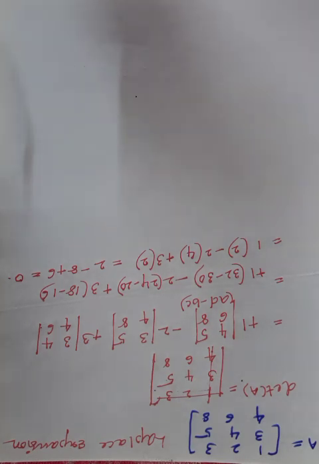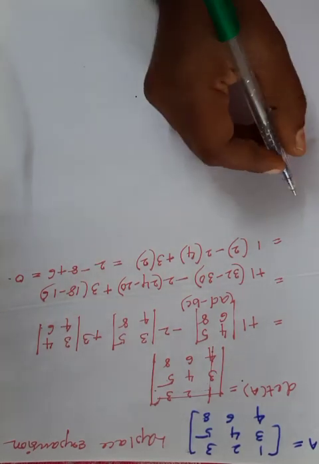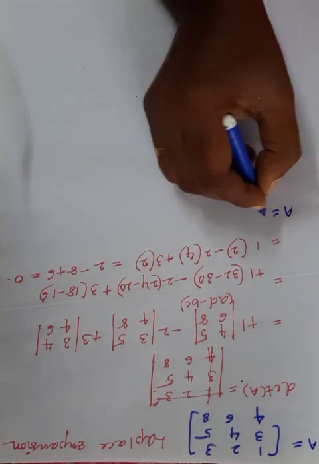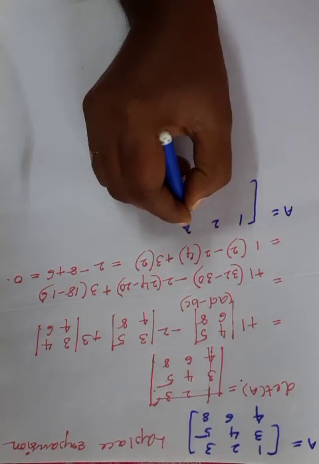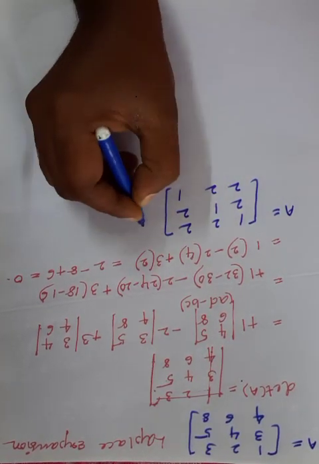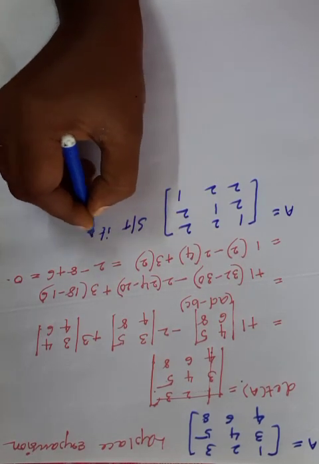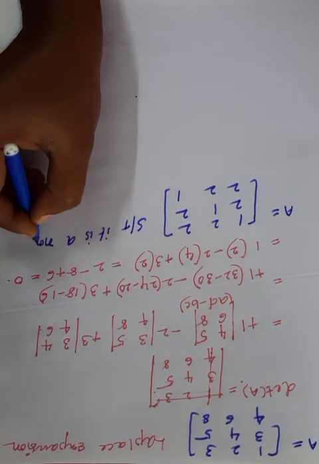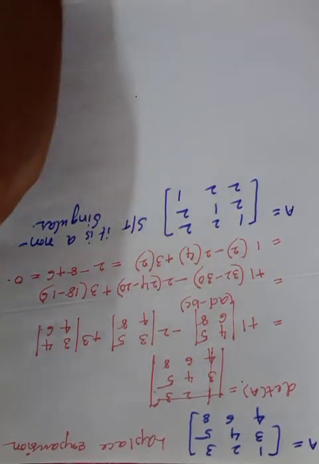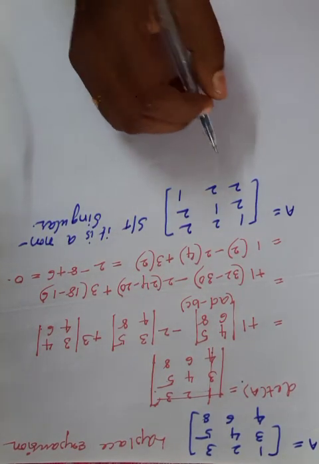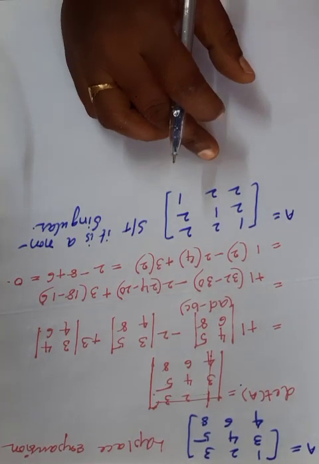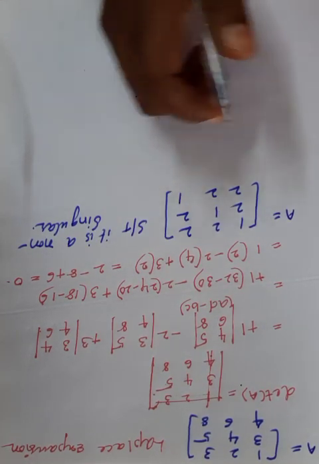Let us discuss one more question on non-singular for a 3 by 3 matrix. That is A is equal to 1 2 2 2 1 2 2 2 1. Show that it is non-singular. So here we have to prove that the given matrix is a non-singular matrix. So here this is a 3 by 3 matrix. Here we should prove that this matrix is a non-singular one.